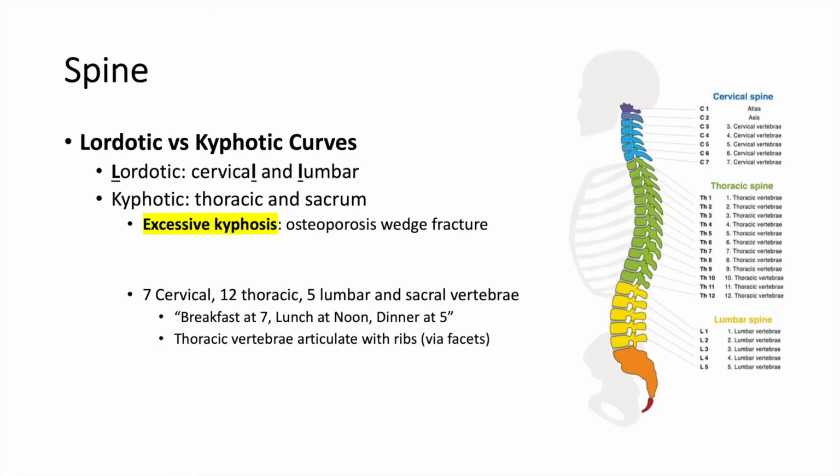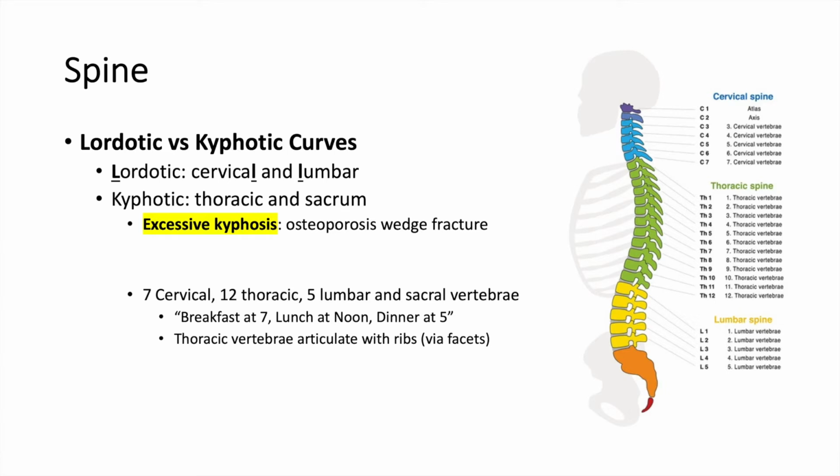So our spine is composed of vertebrae. We've got cervical, thorax, lumbar, and then we have our sacrum and coccyx. That makes up our vertebrae. We've got different types of curves, lordotic and kyphotic. Lordotic is more of a backwards curve, that would be in our neck, which is our cervical region, as well as in our lower back, our lumbar. Kyphotic is more of a forward curve, and that's in our thorax and our sacrum.